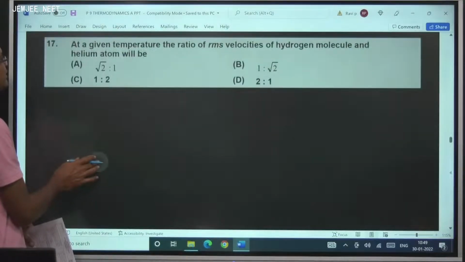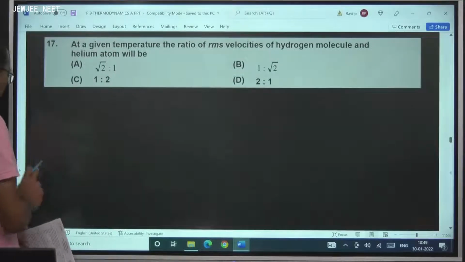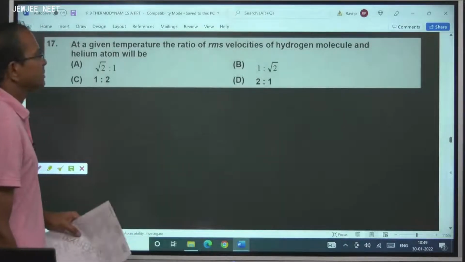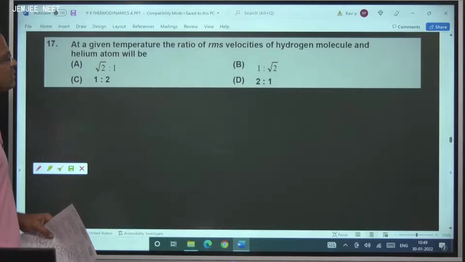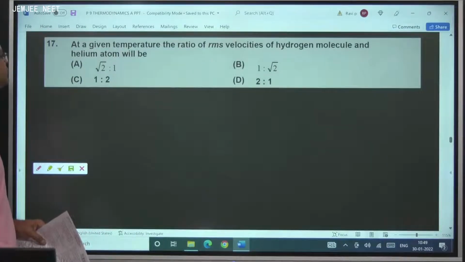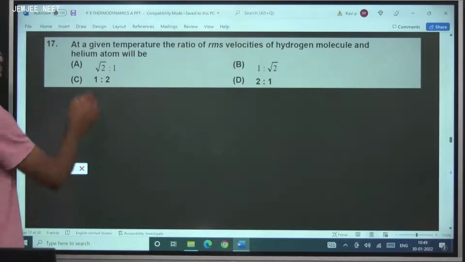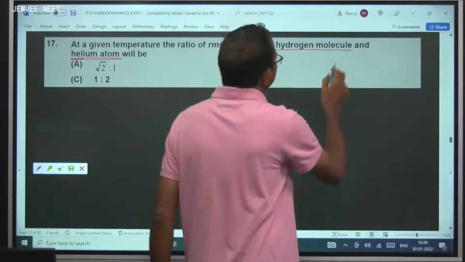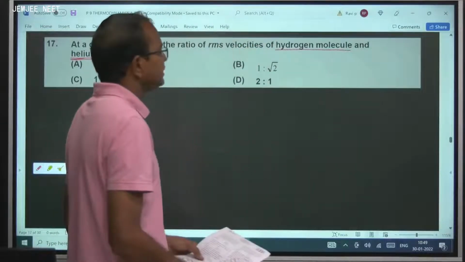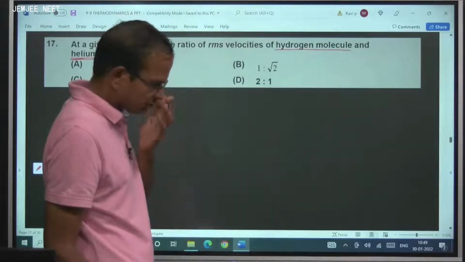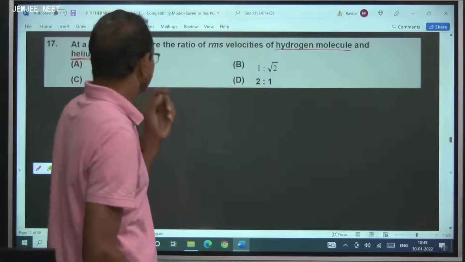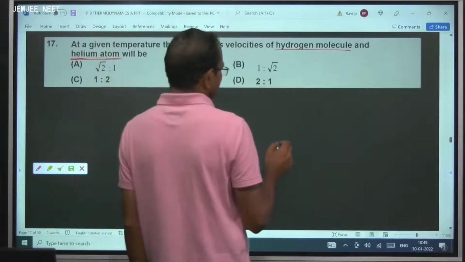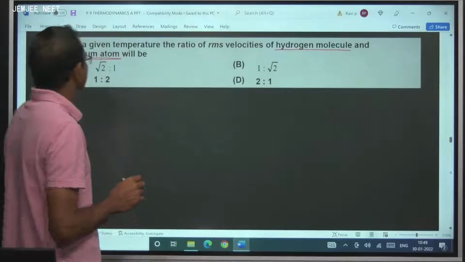Question number 17. At a given temperature, the ratio of RMS velocities of hydrogen molecule and helium atom. Clear? The question is well framed. Okay. Hydrogen molecule and helium atom. First option. First option.